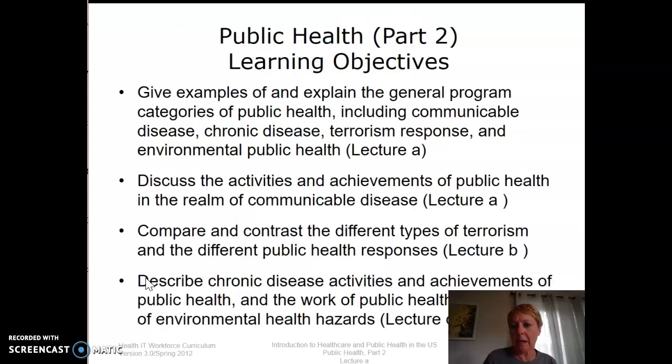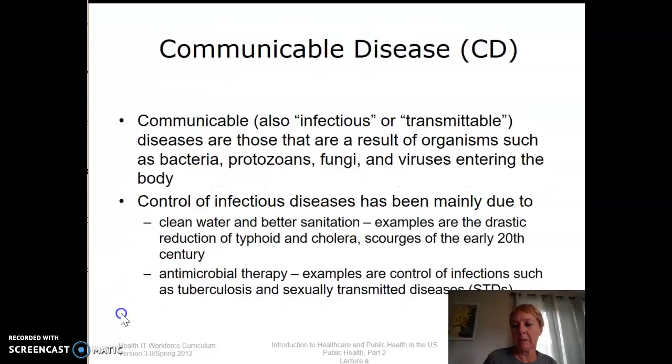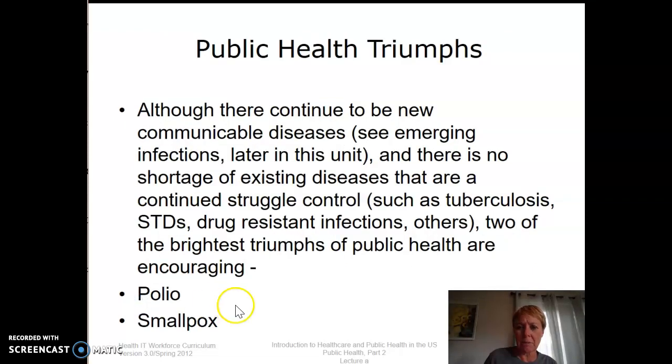So this is what we look at in Part 2. It's the different kinds of public health and the chronic diseases, and so a little bit of the achievements. So a communicable disease, which we mentioned in the previous slides, is any disease that is infectious or transmittable, and they give you some examples there. And how we control these in one way is always washing your hands, clean water, better sanitation, and antimicrobial activity, controlling infections such as TB and sexually transmitted diseases.